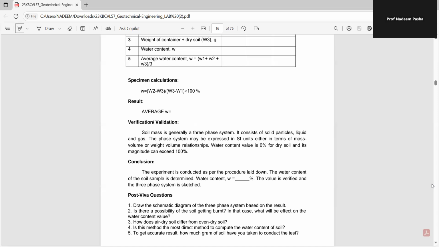Is this the most accurate method to compute the water content of soil? That needs to be checked. You cannot say it now. To get accurate results, it depends on how many grams of soil you have taken to conduct the test. See here, how many grams of soil you have to take for the test.